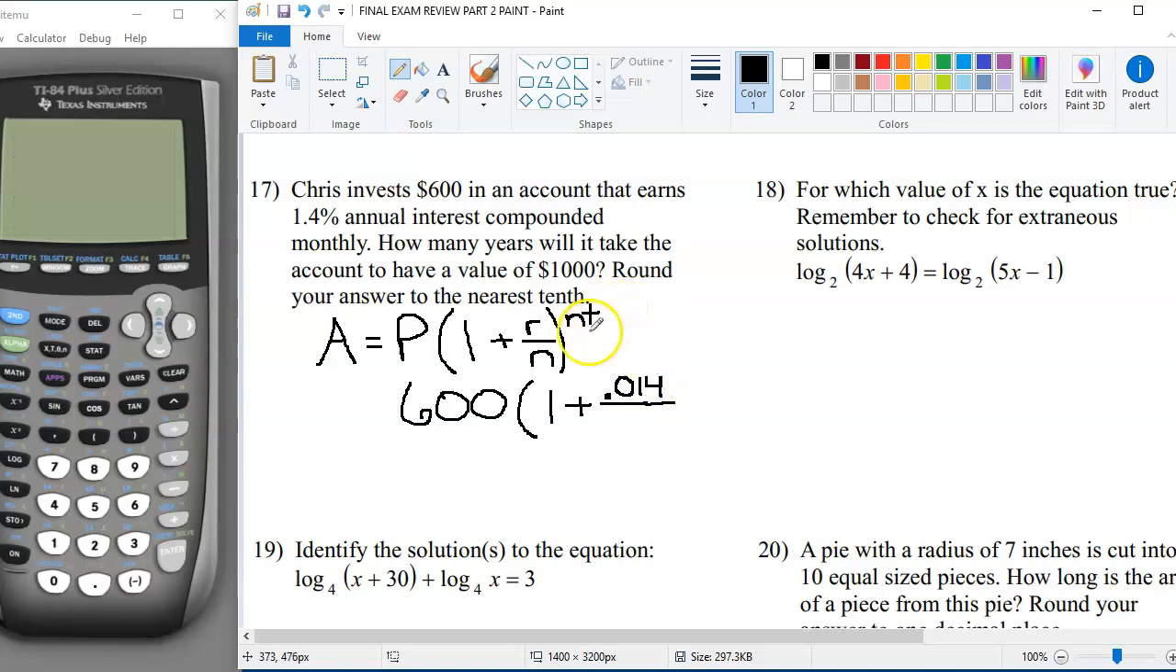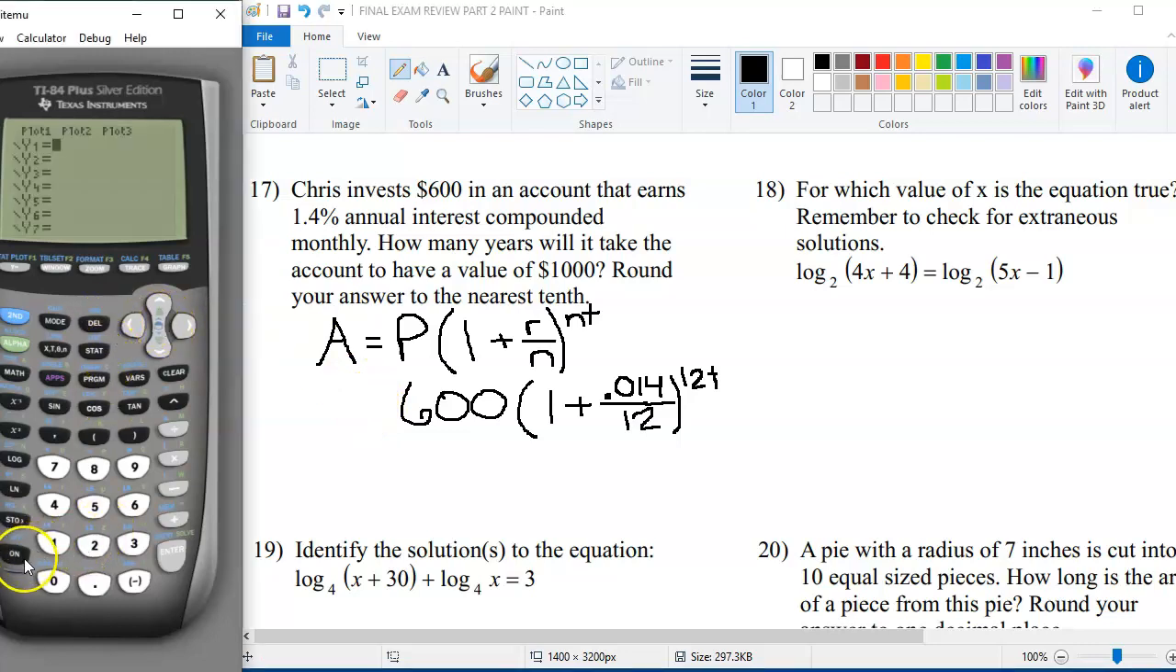Okay, there you go. 1.4%. You have to move the decimal over twice, so you get 0.014. And it is being compounded monthly. That means 12 times per year. Now, whenever you're doing one of these formulas, you do need to make sure you put the 12 in 2 different places. You need to put it down there, and you need to put it up there. Okay, now there are a lot of different ways to handle this problem.